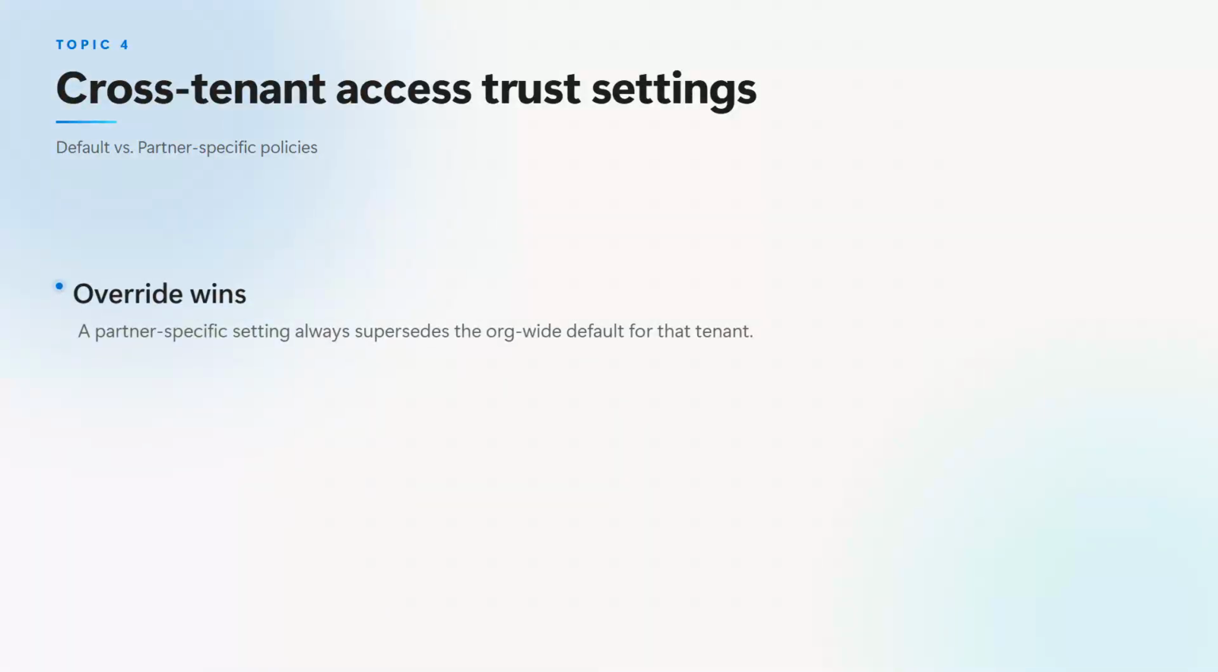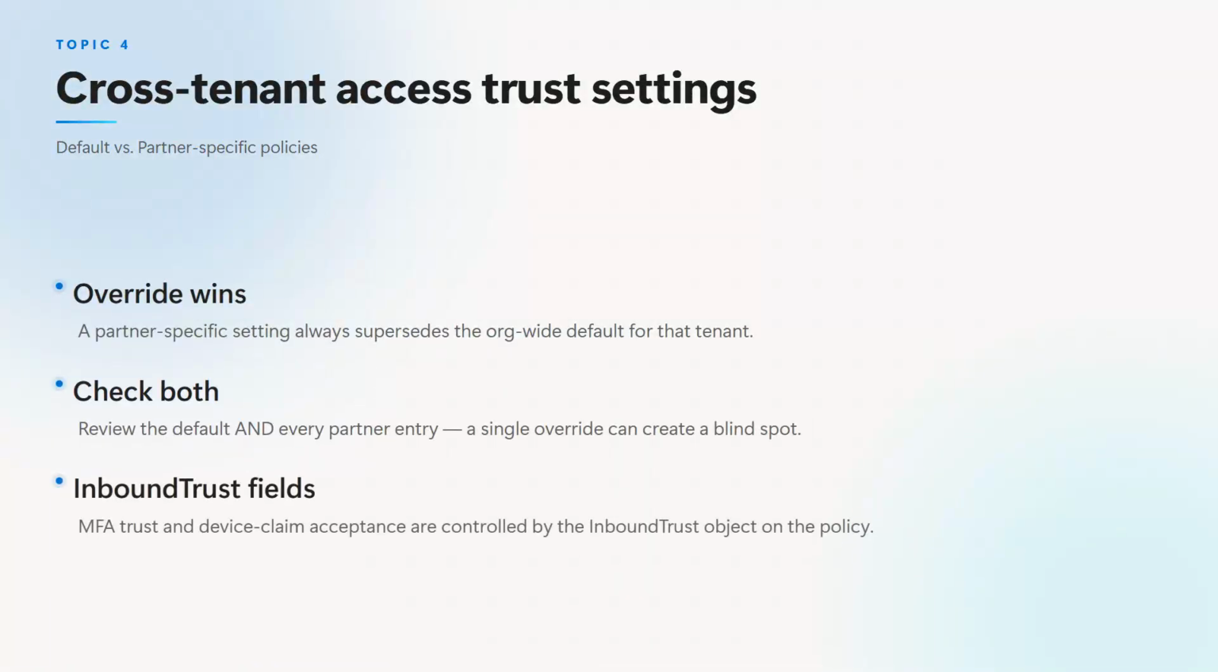Leadership assumes MFA is enforced for every guest, but that assumption lives in a policy that has 2 layers: a default that covers everyone, and partner-specific overrides that can silently punch holes for individual tenants. If you only check the default, you might miss a permissive override left behind for a vendor years ago. In this step, you'll pull the org-wide default to see whether MFA and compliant device claims are trusted, then enumerate every partner override to confirm nothing is overriding those settings for Contoso design partners. Watch for the inbound trust fields, they tell you exactly what claims are being honored.